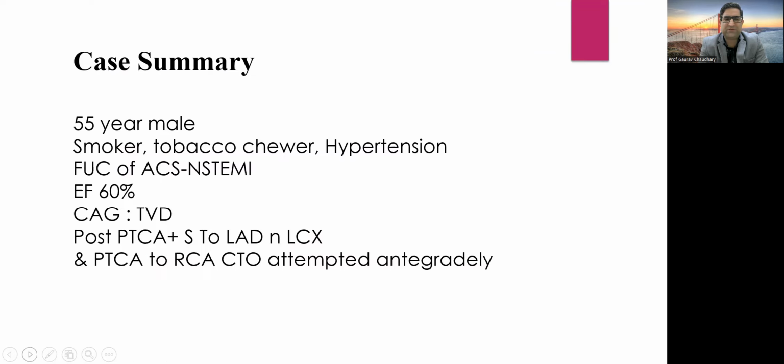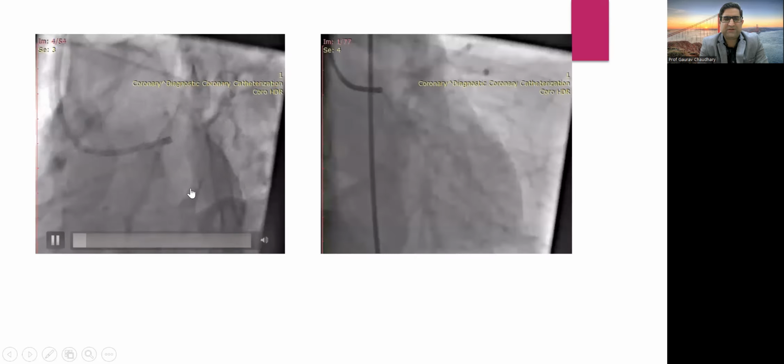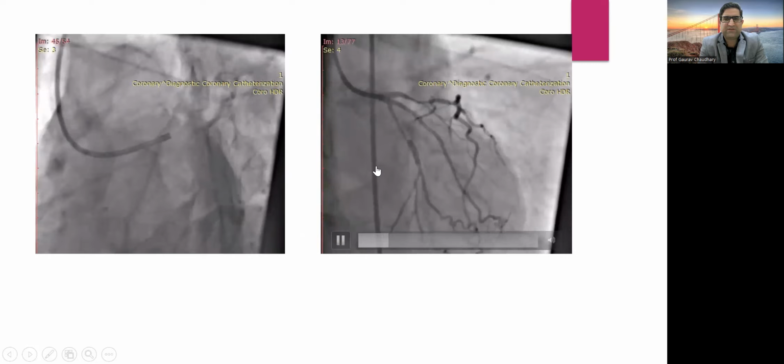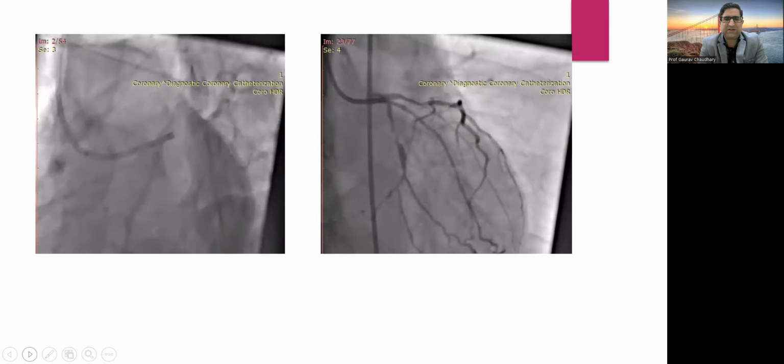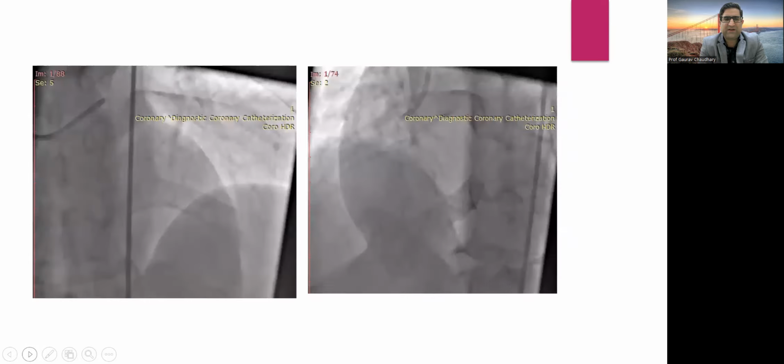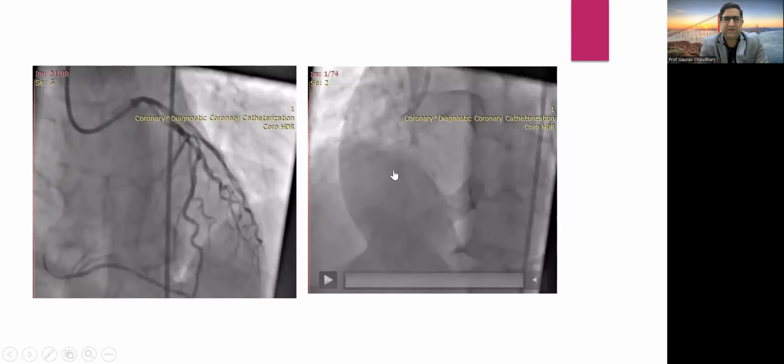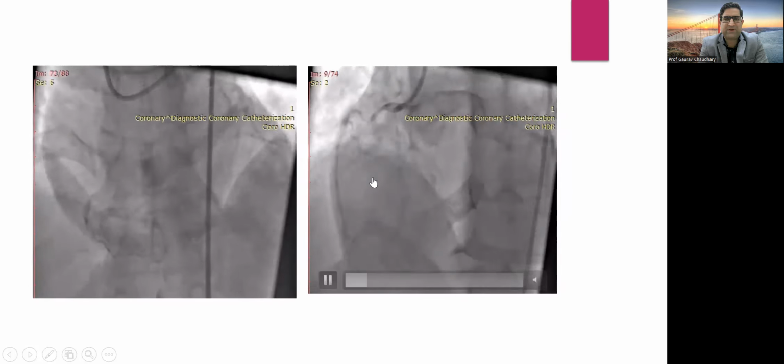Nowadays it is very commonly used. Coming to the case-based presentation: this is a 55-year-old male smoker, tobacco chewer, hypertensive, a case of old anterior wall elevation MI, ejection fraction 60%. He had triple vessel disease, with RCA, circumflex and LAD disease. RCA is a CTO, and he has undergone PCI to the diseased LAD and circumflex. We can see a very good connecting epicardial collateral from the LAD giving supply to the mid of the RCA.